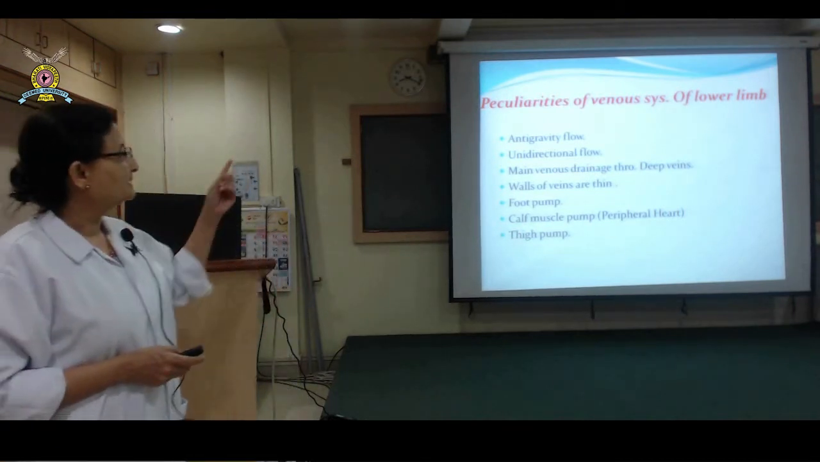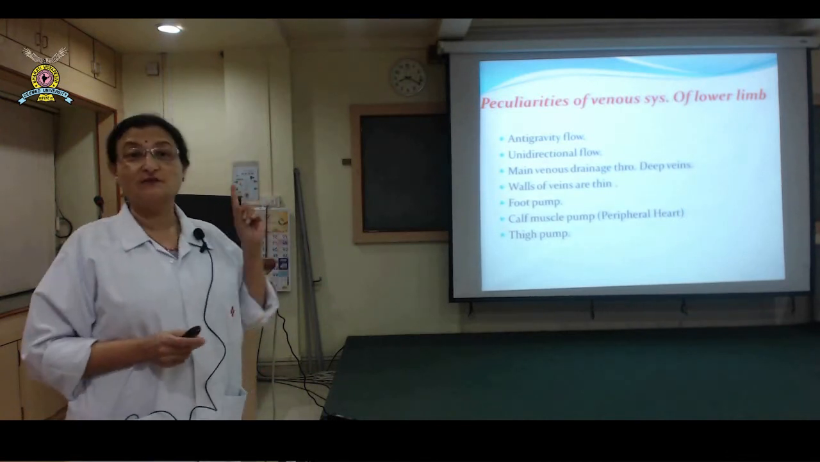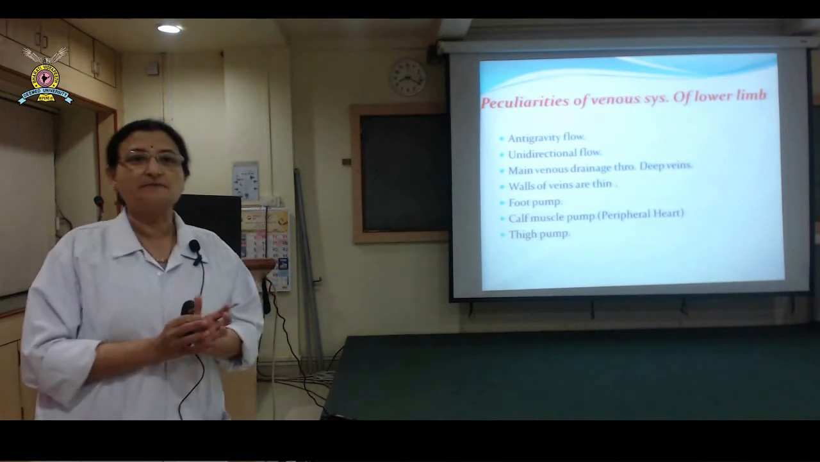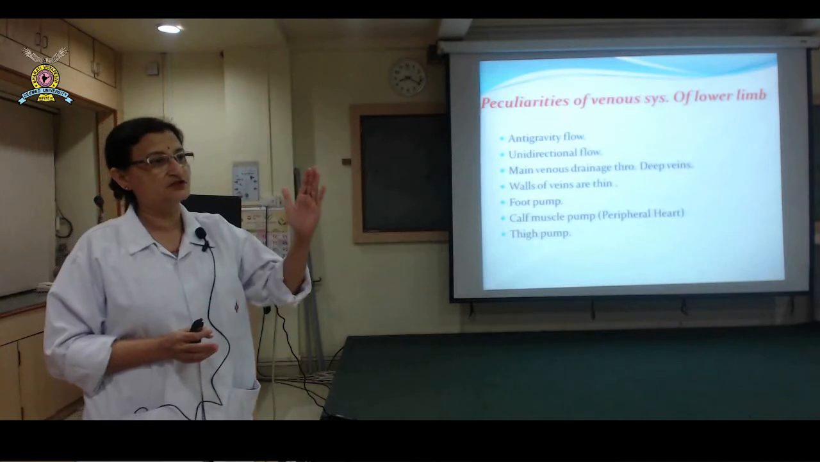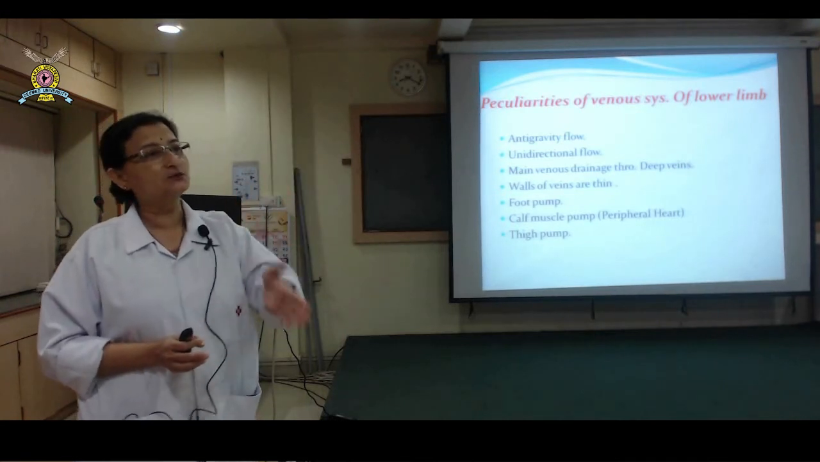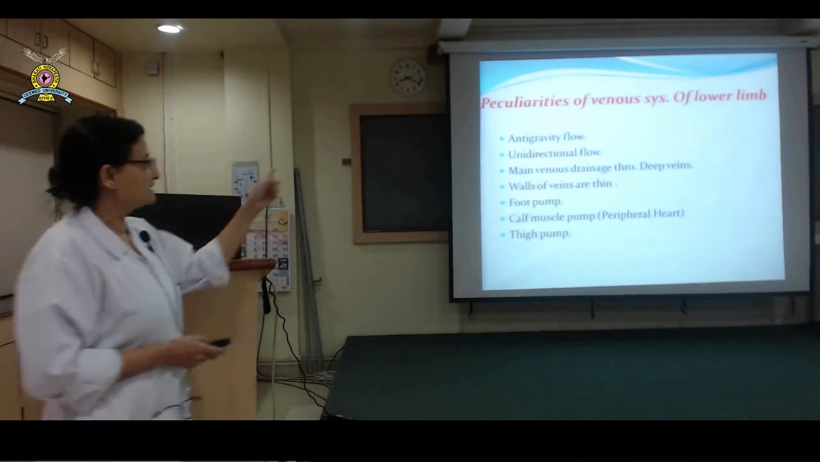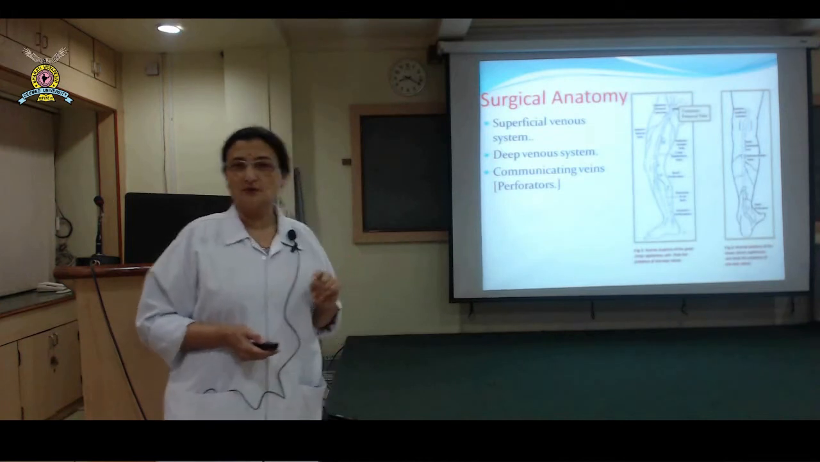Okay, so there is anti-gravity, unidirectional flow. Main venous drainage is from the deep venous system, because that is where you have the pump which pumps the blood from the deep venous system towards the heart. So unidirectional flow from superficial via the communicating to the deep and then towards the heart. That is the flow. So there is a foot pump, calf muscle pump and a thigh pump. So this will make it easier.